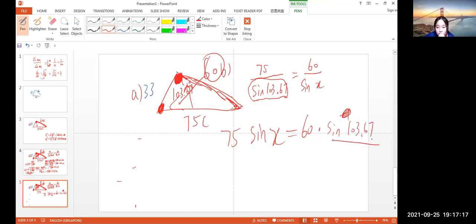Sine 103.67. So you do this one first. 60 times sine 103.67. Tell me what is it first. It should be 0.971. Do you get 0.972? Sine 103.67. Do you get 0.972? I got it. Yeah. Focus on this one first. Do you get 0.972? Yeah, good. Then you times 60.